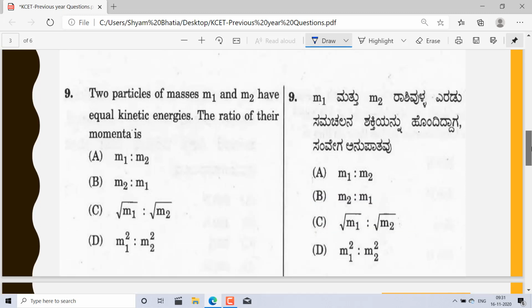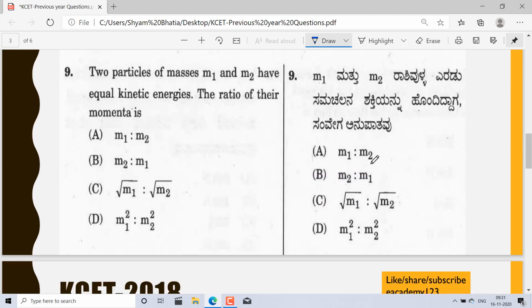And I am taking one more question from this. Two particles of masses m1 and m2 have equal kinetic energies, and we need the ratio of their momenta. This is in the Kannada language, and if your medium is Kannada, you can also use it. But right now I am discussing the English portion.